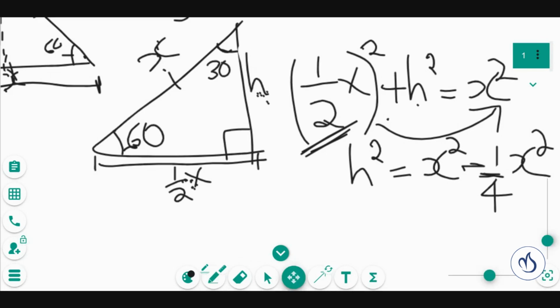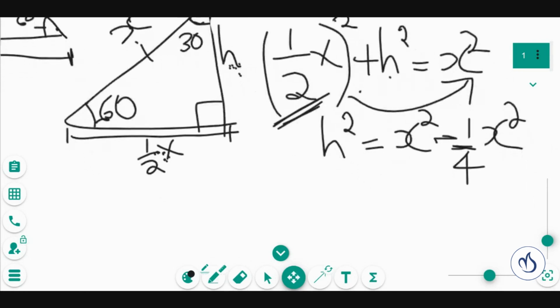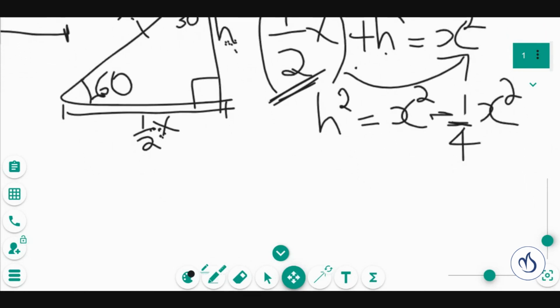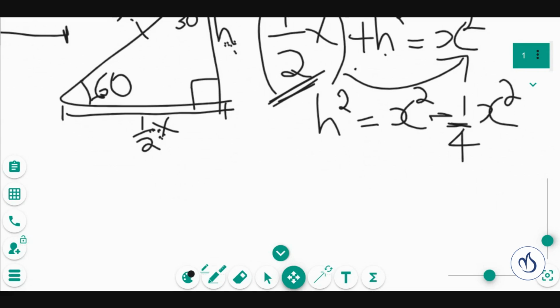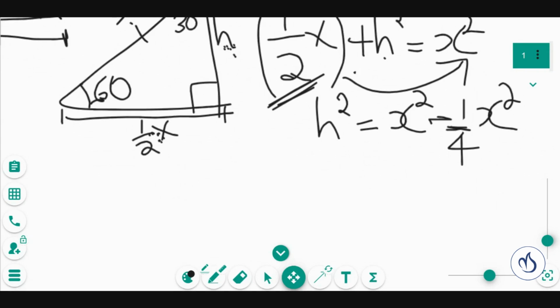So what we do here is, I want to get the value of h, not h squared. But let me first subtract this. X squared minus a quarter x squared can be subtracted. This x squared has a silent 1 behind it. So it's as if I am actually subtracting 1 minus a quarter. 1 minus a quarter, you get 3/4.